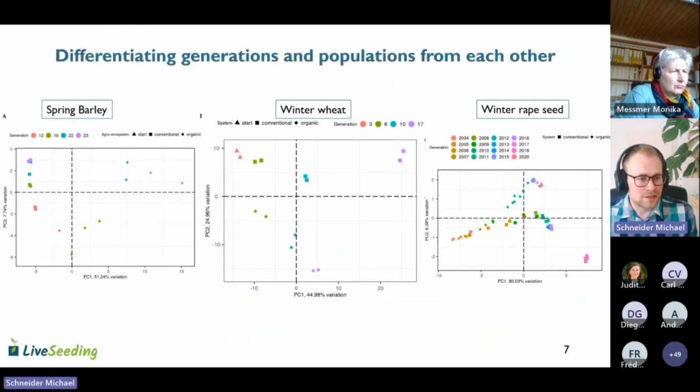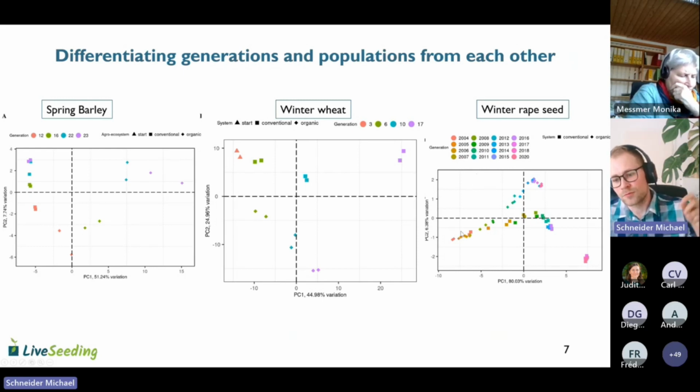We haven't done this only in spring barley. We also performed this in winter wheat and in winter rapeseed and found the same kind of patterns, and the method is valid across different species. And in winter rapeseed, because of the small genome size, the costs were quite low. We performed this for each consecutive year we had seed available from, and you can see that even from one year to another we can identify variations.